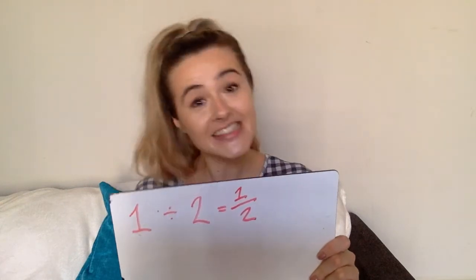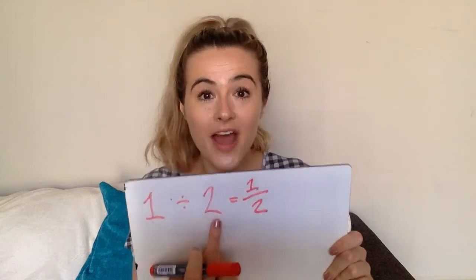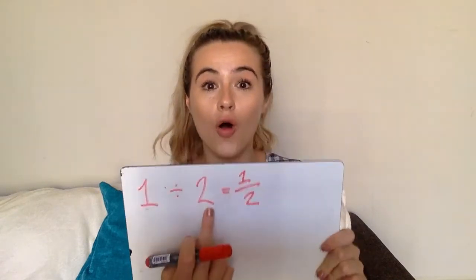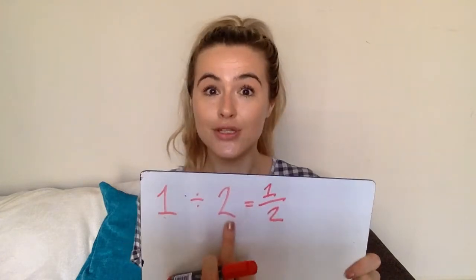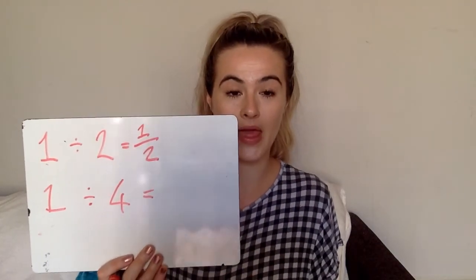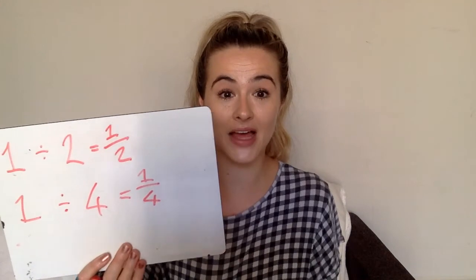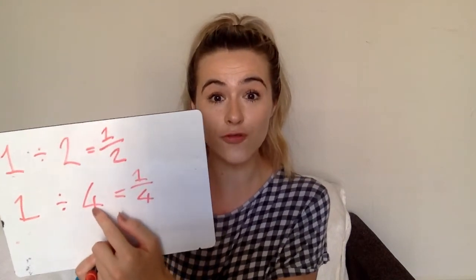And we learned yesterday that the denominator was the same as the number we were dividing the whole by, the amount of parts we were splitting the whole into. So if I had 1 and I was going to divide it by 4, what do you think the answer would be? Correct, it would be 1/4 because the denominator is going to be 4 because I'm dividing the whole into 4 parts.